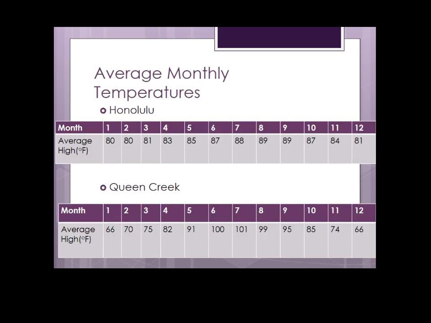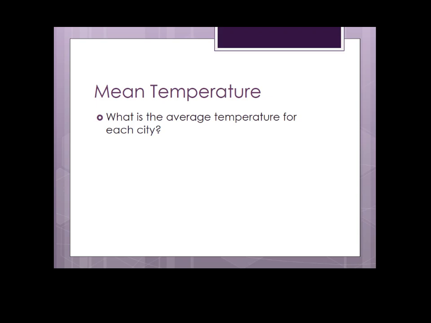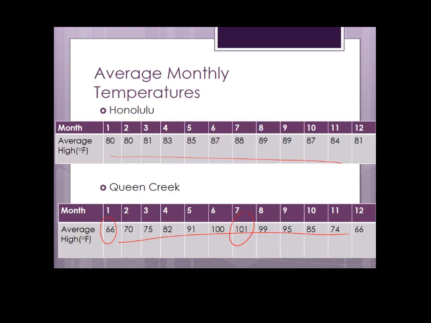So let's look at the average temperatures. Here's Honolulu's, and here's Queen Creek's. If you notice, Honolulu stays pretty consistent, and Queen Creek is all over the place. The lowest it goes is 66, and the highest it goes is 101. And these are the average monthly temperatures. So let's find the average temperature for each city. If I find the average, remember that's where you add them all up and divide by how many there are.